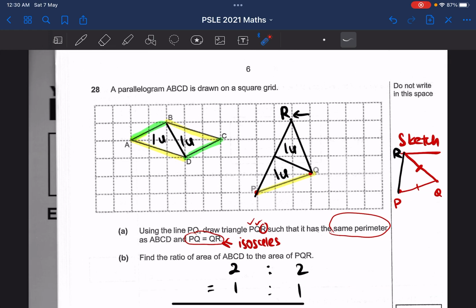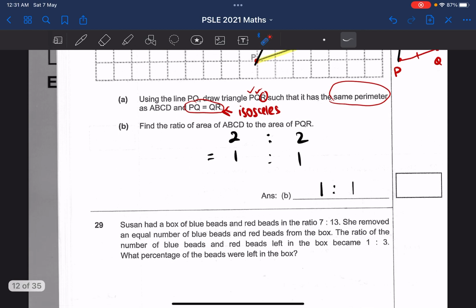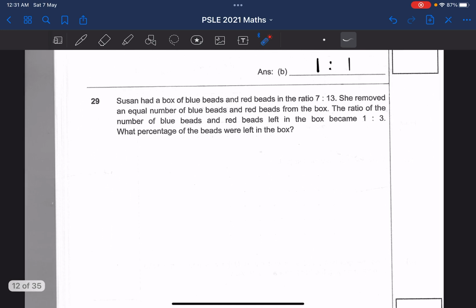Okay, so this is especially useful for 6F because I understand that the chapter of drawing was not done. So this is a good crash course to let you understand how drawing works in a square grid. Okay, now question number 29.